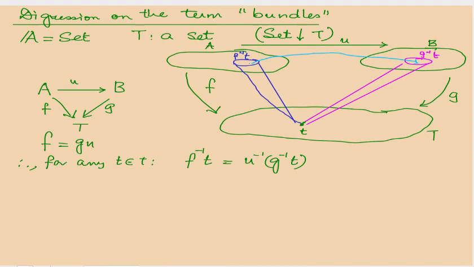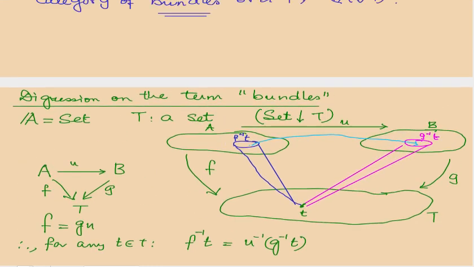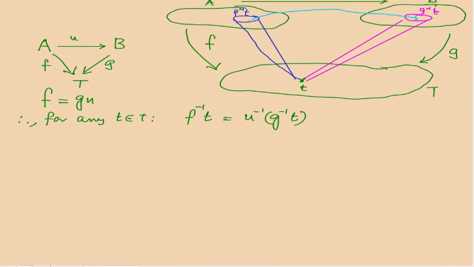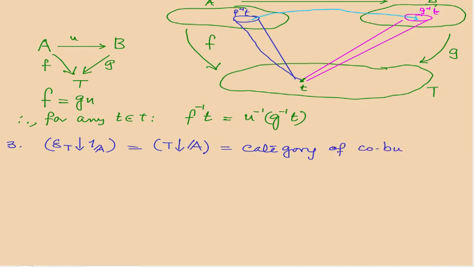But let's continue with our examples. Similarly, if we take the other way round, this is often called the category of co-bundles over T. Okay. Good.